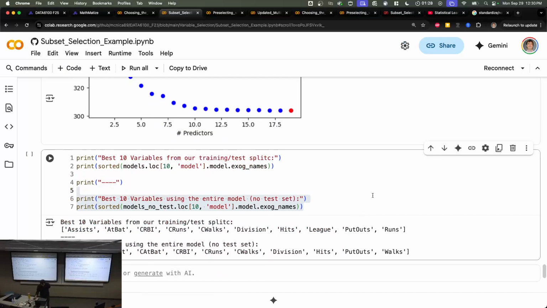So let me show you this last line. The best 10 variables we found from the training test split was this. And the best 10 variables from the entire model with no test set is a slightly different 10 variables. And the 10 is the thing that we were doing. We were working really hard to find the 10. Once we know the 10, those are the 10 we should use. And they're slightly different, and you should use the one on this one. That'll be slightly better than the other one.